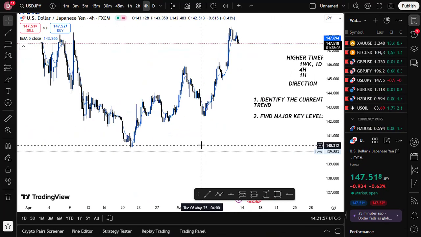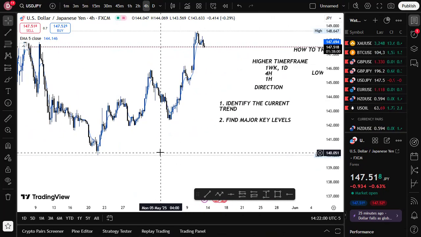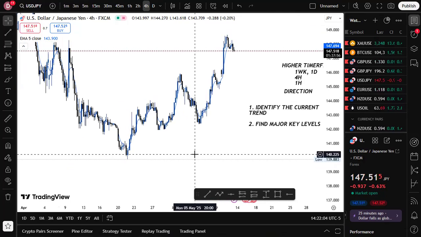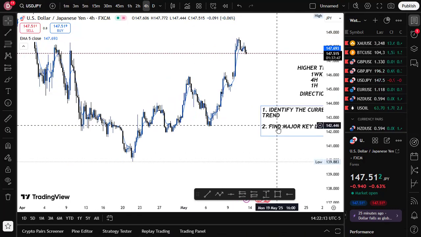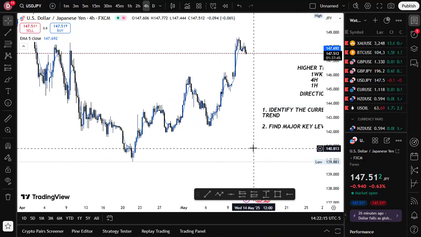So the second thing here is to find major key levels. Now we're going to be drawing our key levels, and you know what key levels are. I don't need to explain what key levels are here, right? Key levels are just your support and resistance. That is key levels. So the second thing to do is to find your major key levels.